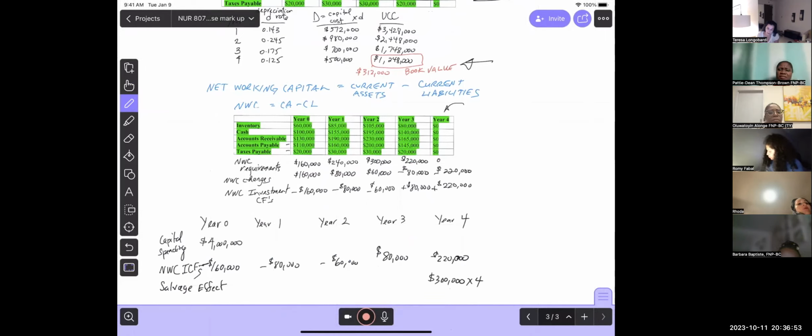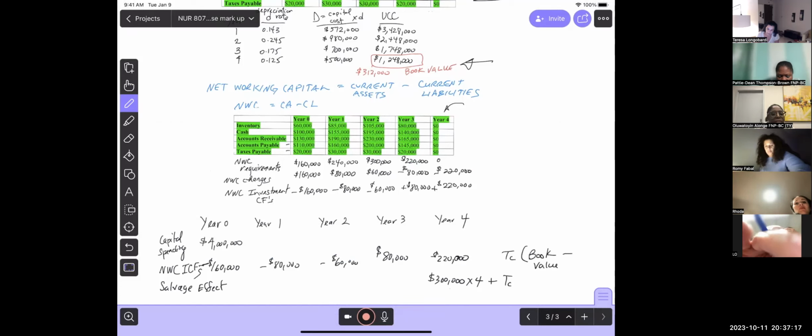And that's going to be in the fourth year. And then we have to deal with the fact that we have to pay taxes on the difference. Sorry, we're going to claim taxes. So I'm going to write it here. There's a little formula that helps you calculate what you have to do here. So you have to pay taxes on the difference of the book value and the salvage value. That's the equation.